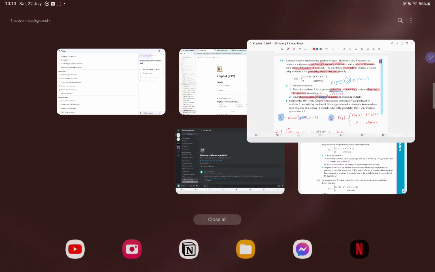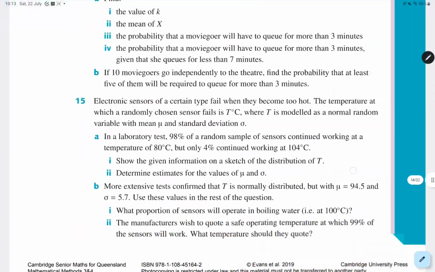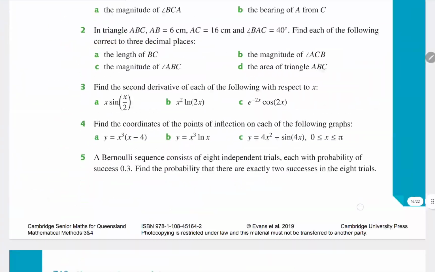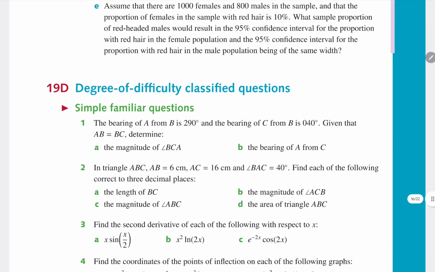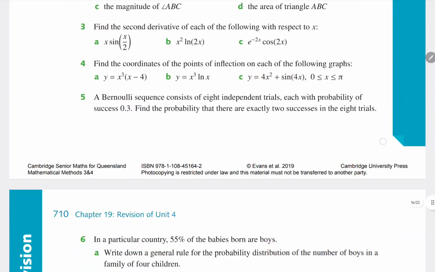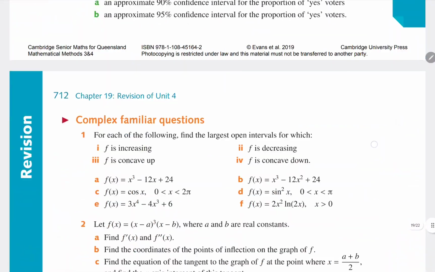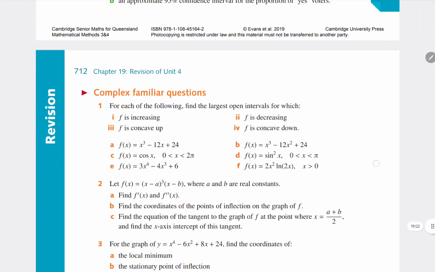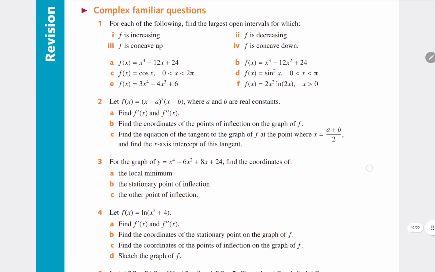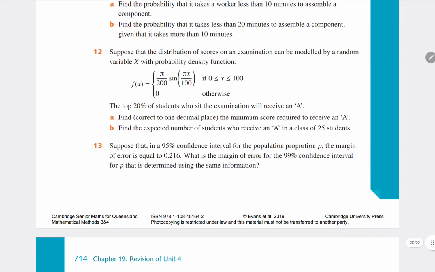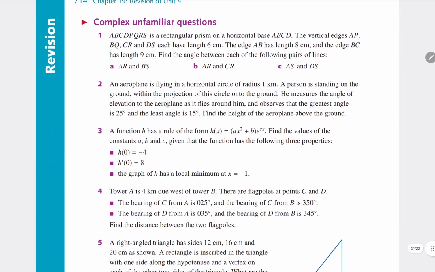In chapter 19, you can get to these ones here, 19D: degree of difficulty classified questions. Just do them in this exact order. Simple familiar first, bam, bam, bam, and then you're confident. Finish all of this, and then get to complex familiar. You stress a little bit, get something wrong or something right, but you should be able to do the majority of this, and then you get to complex unfamiliar.